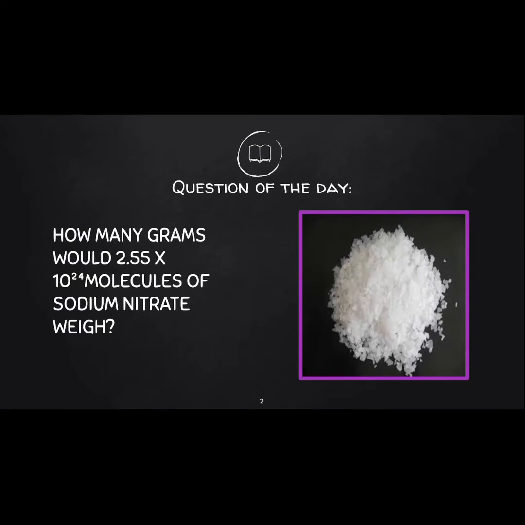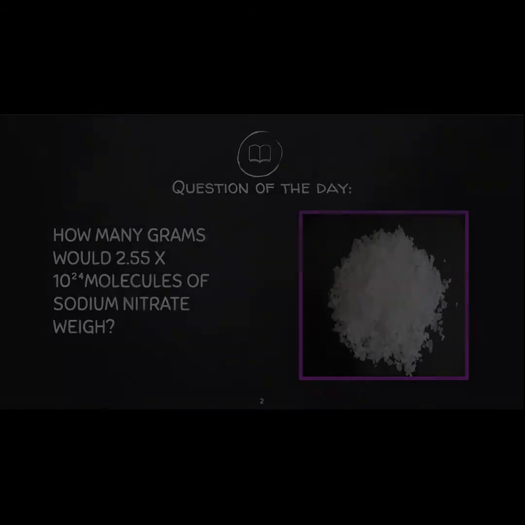Our question of the day is how many grams would 2.55 times 10 to the 24th molecules of sodium nitrate weigh? So you should be writing out the equation for sodium nitrate. We know we have that many molecules of it. You can use that mole map. I would be dividing by Avogadro's number to get an answer on this one.